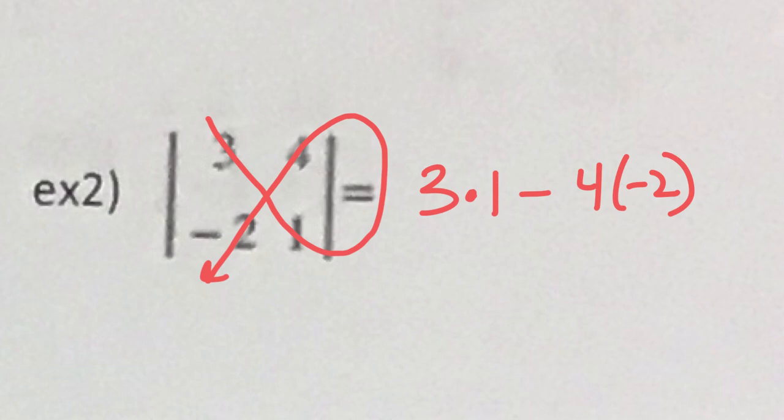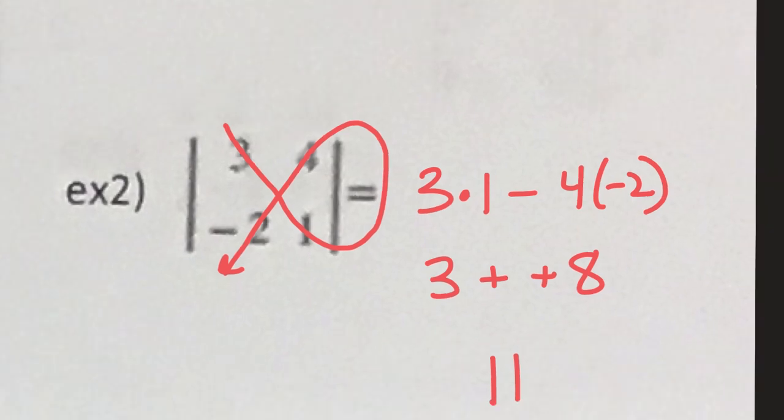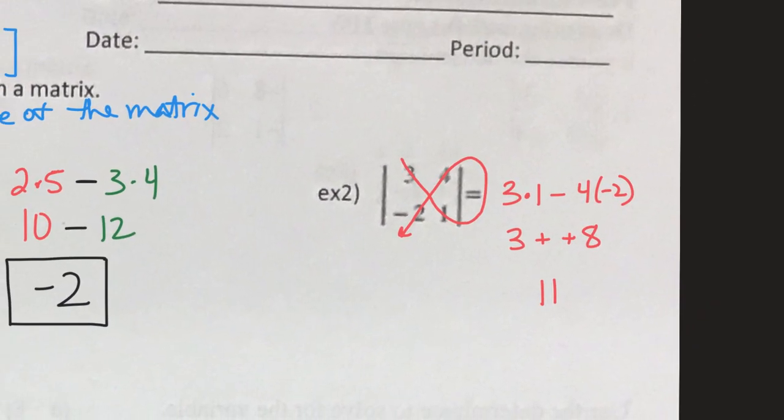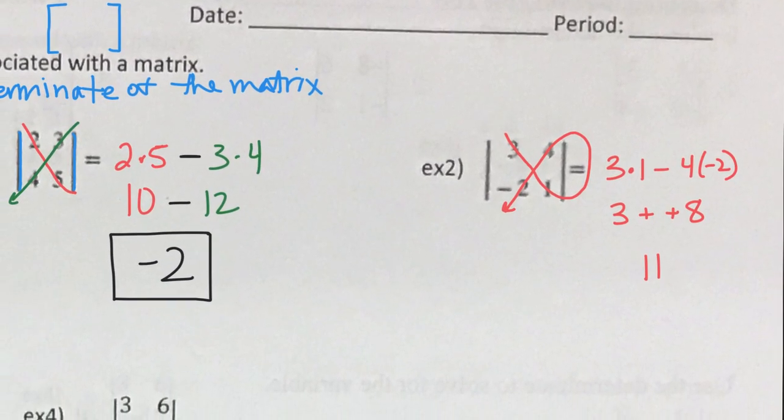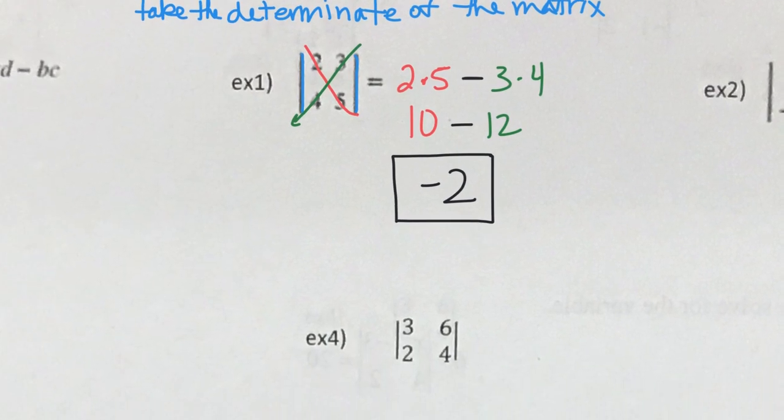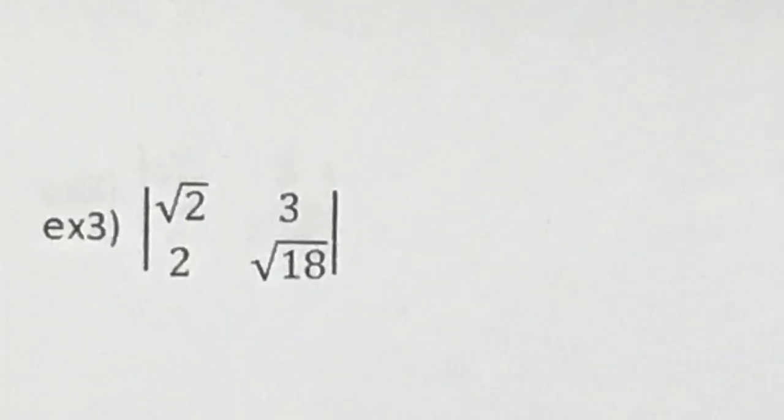So I like to make this little fishy. It helps me to remember which diagonal to multiply first. 3 times 1 is 3. 4 times -2 is -8. And what does minus a minus become? That becomes an addition problem. 3 plus 8 is 11. Okay, that's all there is to finding the determinant, is doing this diagonal product minus the other diagonal product.